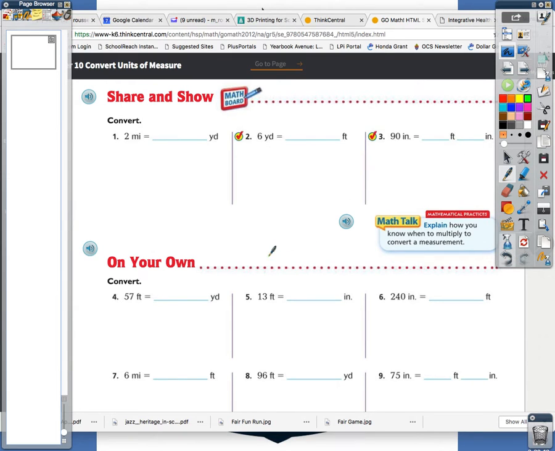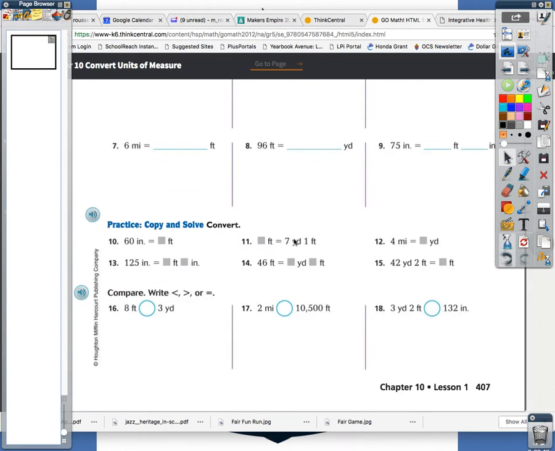We can use this same information and these same steps for converting to compare units of measure. So if we look at number 16, we want to compare this number of feet, 8, to 3 yards to determine whether it is less than, greater than, or equal to each other. And you can choose whether to change the 8 feet into yards, or you convert the 3 yards into feet. Since most of you prefer to multiply, we're going to change the larger unit into the smaller unit of measure. So in this case, the 3 yards would be the larger unit of measure. And when we say larger, we're not talking about numbers, we're talking about units.